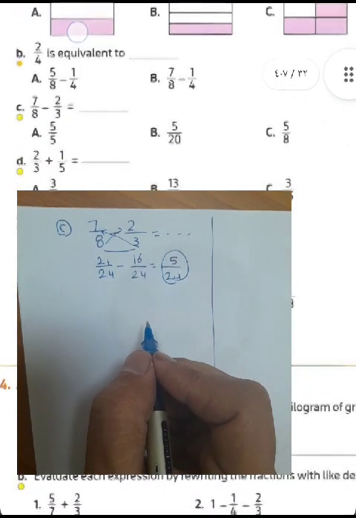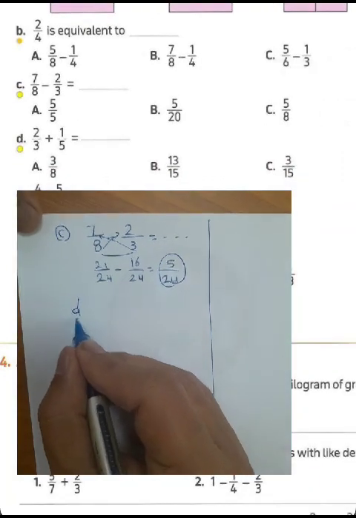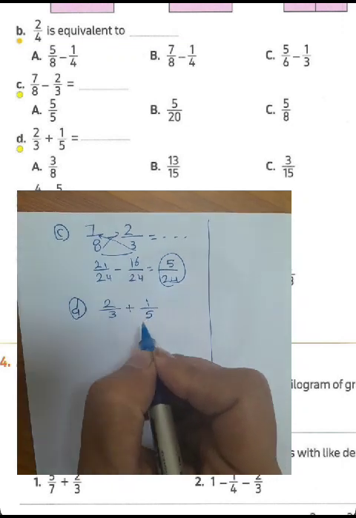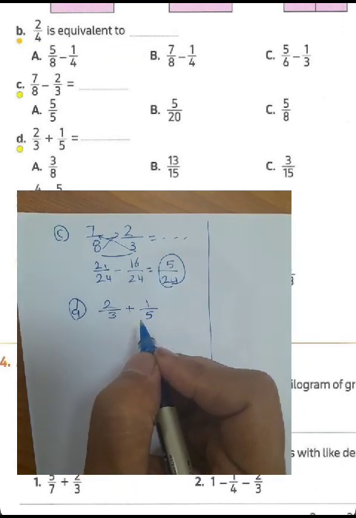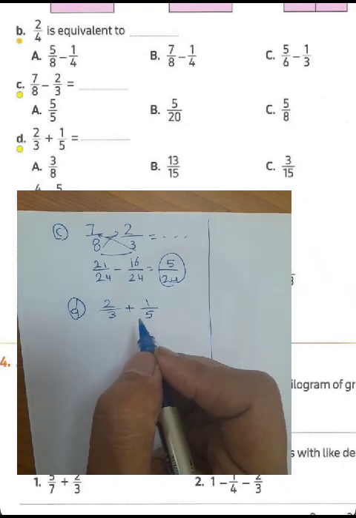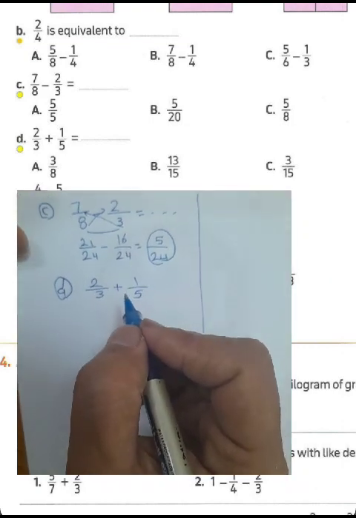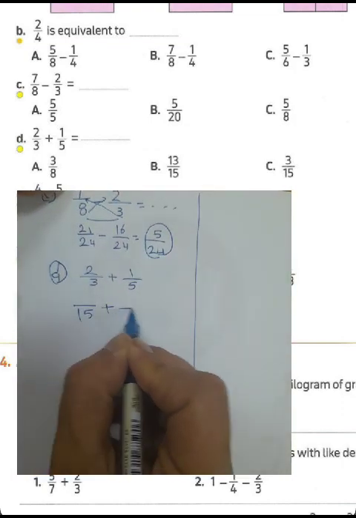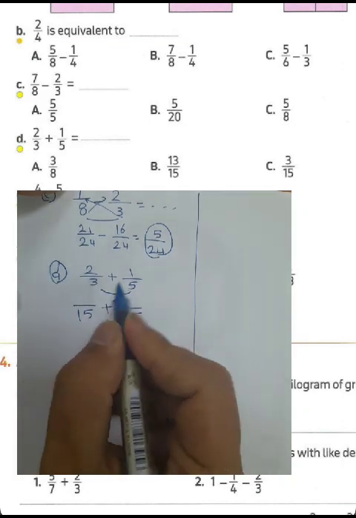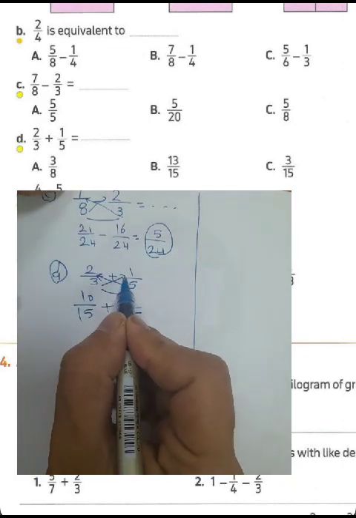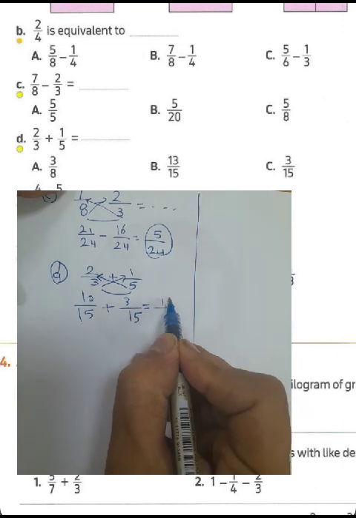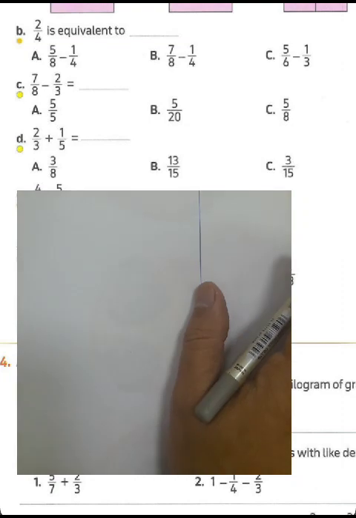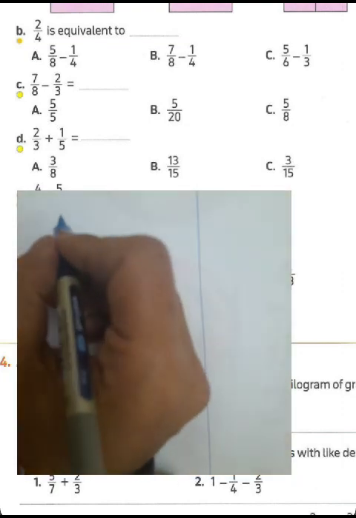Question D. Letter D, 2 over 3 plus 1 over 5. We write the least common multiple between the two denominators. It will be 15. Write 15 in the denominator. 3 times 5 equals 15. 2 times 5 equals 10. 3 times 1 equals 3. And then 10 plus 3 equals 13. Then the result will be 13 over 15.